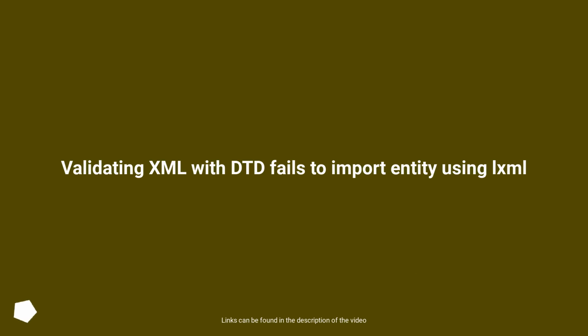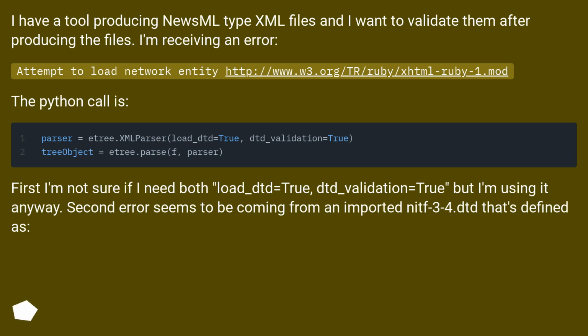Validating XML with DTD fails to import entity using lxml. I have a tool producing USML type XML files and I want to validate them after producing the files. I'm receiving an error: Attempt to load network entity http://www.w3.org/tr/ruby/xhtml ruby1.mod. The Python call is.